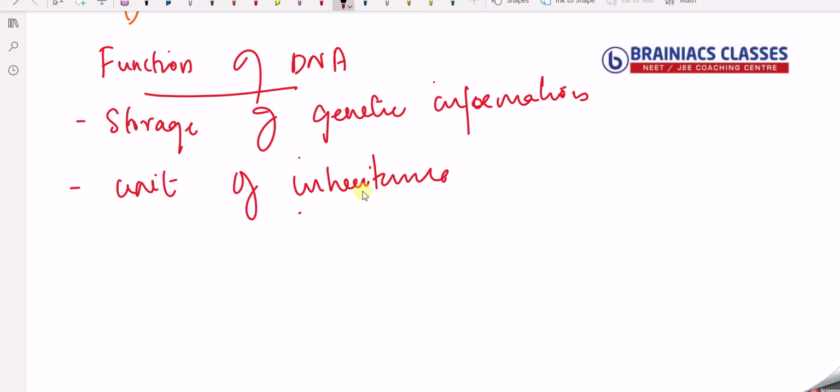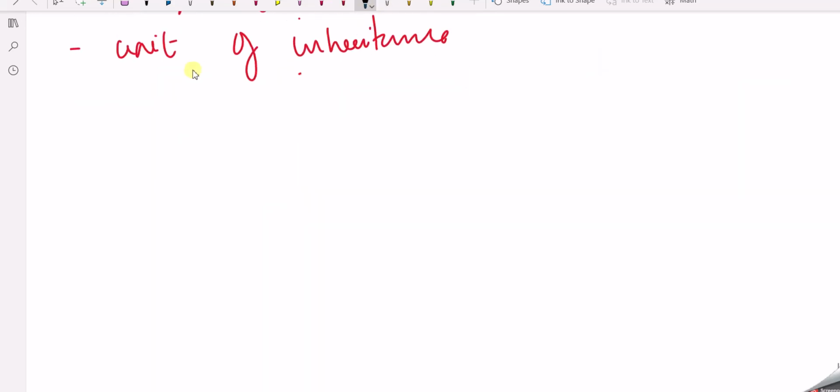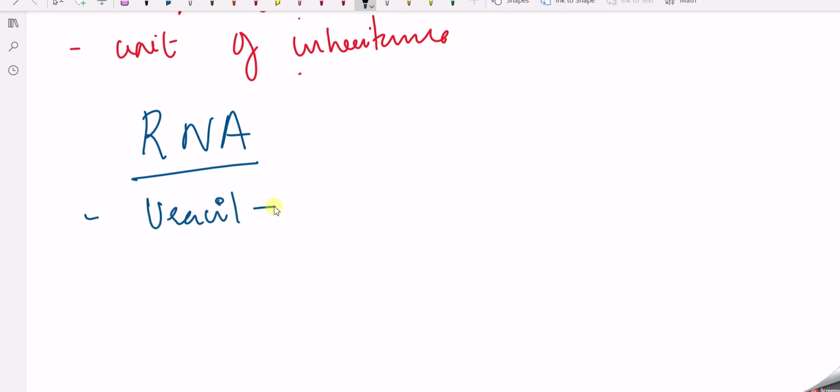Now we'll move on to the second nucleic acid which we want to discuss. That is RNA, ribonucleic acid. Here what is the difference? You have uracil instead of what? Right, instead of thymine you have uracil. And the pentose sugar, which is the pentose sugar? Ribose sugar.